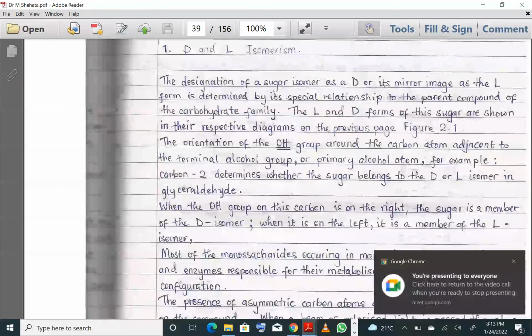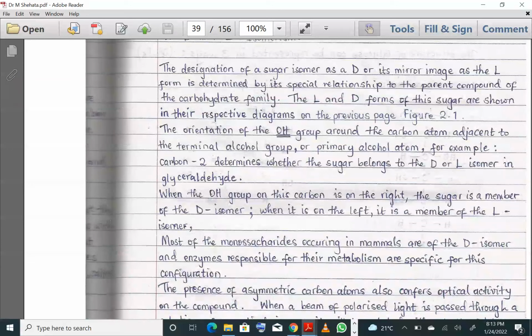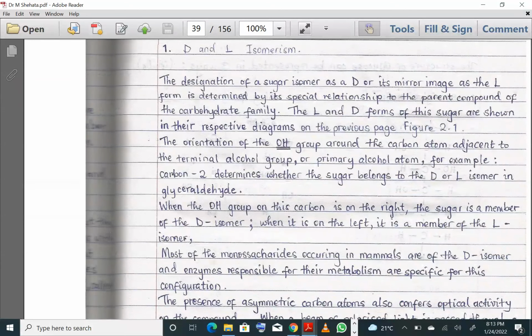Okay, now I mentioned that we should also be able to designate whether a particular sugar that you are looking at is D or L. So D is for dextrorotatory, and L is levorotatory. Now, stereoisomers are mirror images of one another, but you can't superimpose them. So the best example is to look at your hand. If you put both palms of your hands up and you try to put the hands together, they can't superimpose on one another, isn't it?